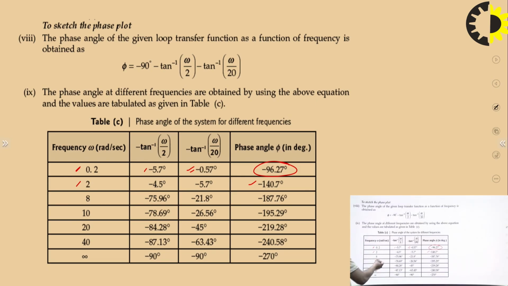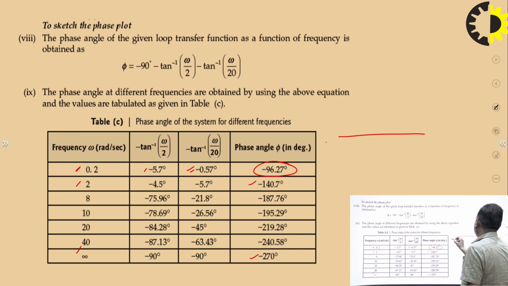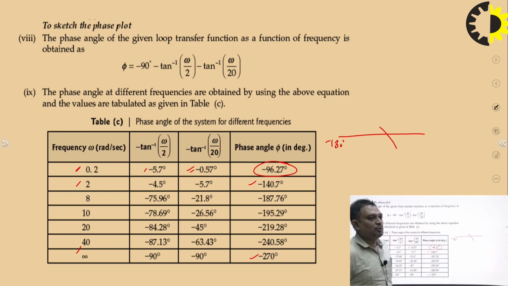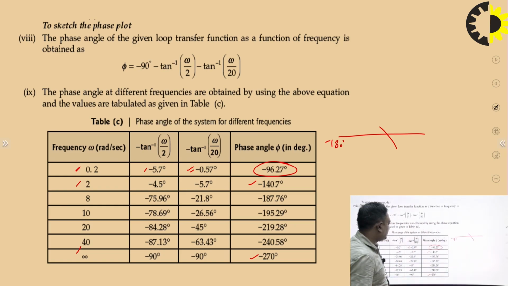And you can see at infinity, we are getting the value at minus 270. So here we are interested mainly in those phase values which are crossing the minus 180 degree line, because that line gives us the phase crossover frequency. That's why we are more interested in points where we are getting the phase value around minus 180.